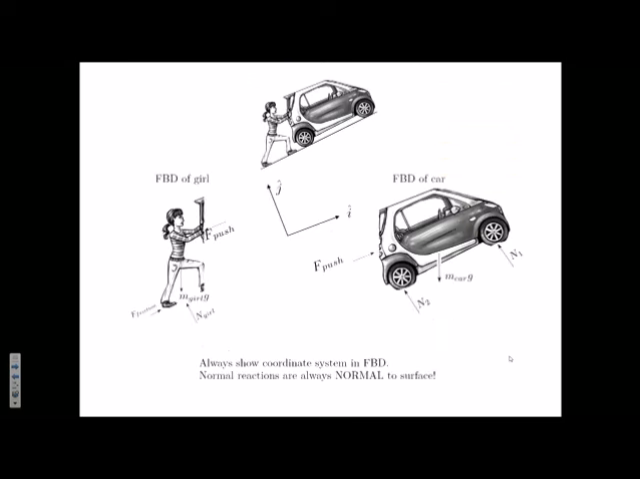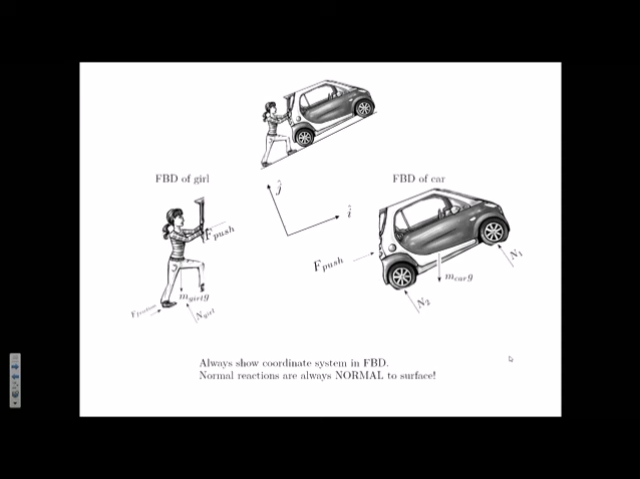Now, what about the free body diagram of the whole thing? We can always draw a free body diagram of more than one object, the car and the girl together. What forces would be acting on both of them together? If I identified my object of interest as both of them together, what are the forces acting on the system?